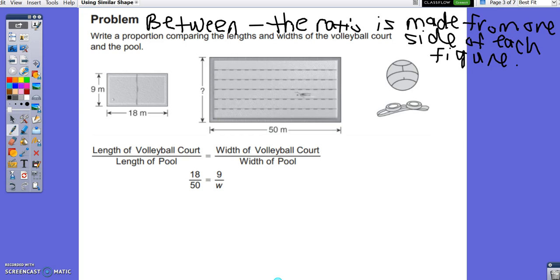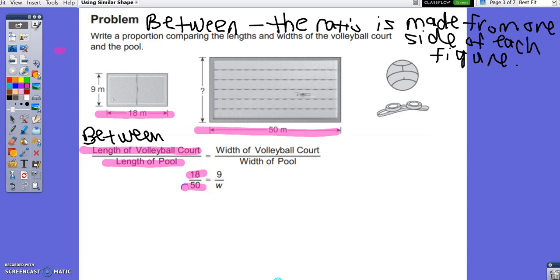So when we are setting up between, we have the length of the volleyball court and the length of the pool. Length of the volleyball court, length of the pool. On the other side, we can have the width of the volleyball court and the width of the pool.